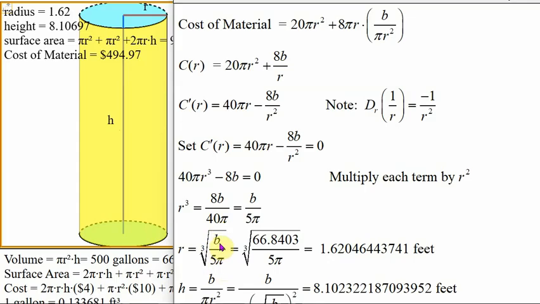Recall that B is just the number, the 500 gallons or the 66.8403 cubic feet. So we have 66.8403 dividing by 5 pi. Then we use a calculator and evaluate this expression. It's going to come out to be 1.6204644 feet.